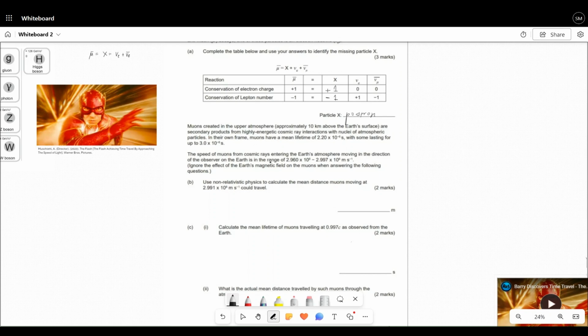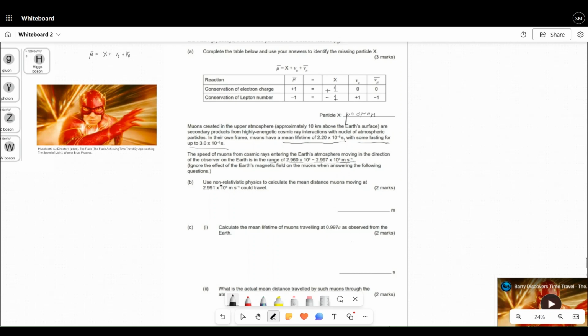The speed of muons from cosmic rays entering the Earth's atmosphere moving in the direction of the observer on Earth is in the range 2.96 times 10 to the 8 to 2.997 times 10 to the 8 meters per second. Ignore the effect of the Earth's magnetic field on muons when answering the following questions. Now, there is a lot of information here, but you don't have to know a lot of this. Just note the wording here. Mean lifetime, maximum lifetime, up to, and this range for the speed.